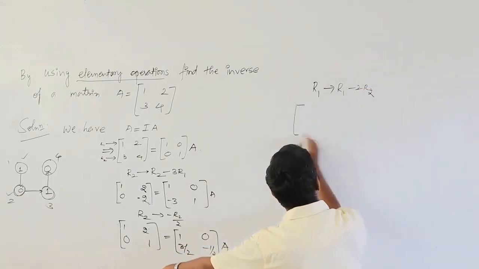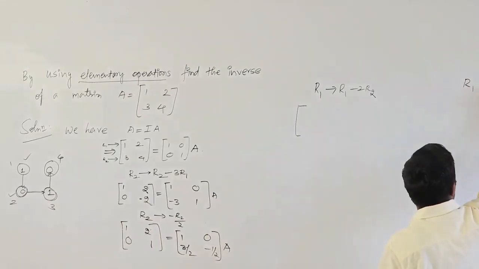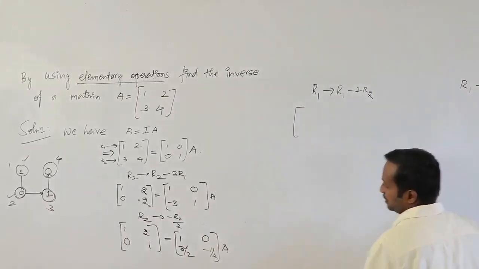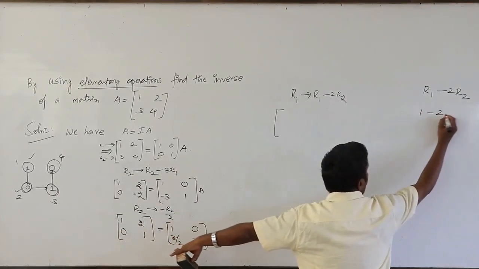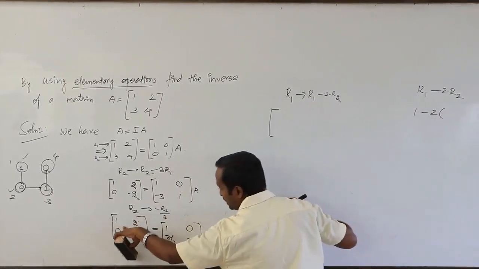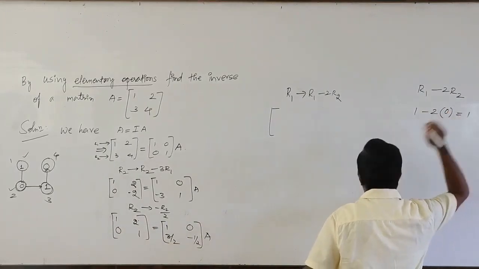Apply the operation. R1 changing. How will R1 change? Roughly you can write it like this: R1 minus 2R2. R1, it is what? R1 is 1, minus 2. R2 is what? Below, corresponding to that, 0. So 1 minus 2 into 0, 1 minus 0 becomes 1.